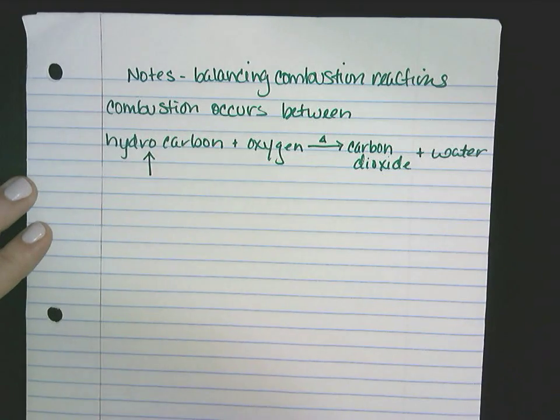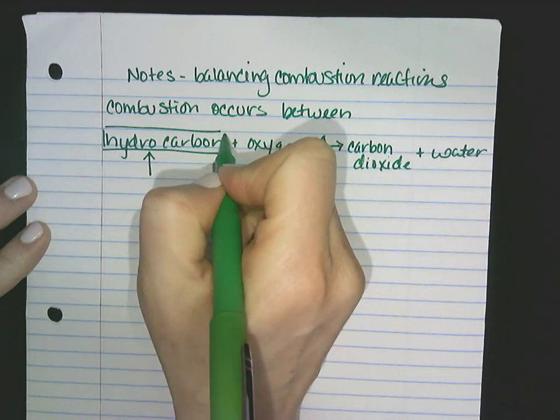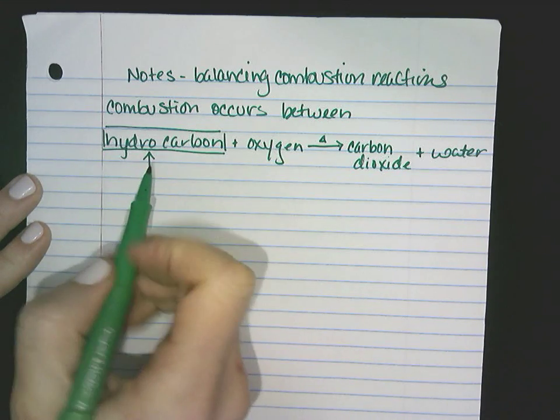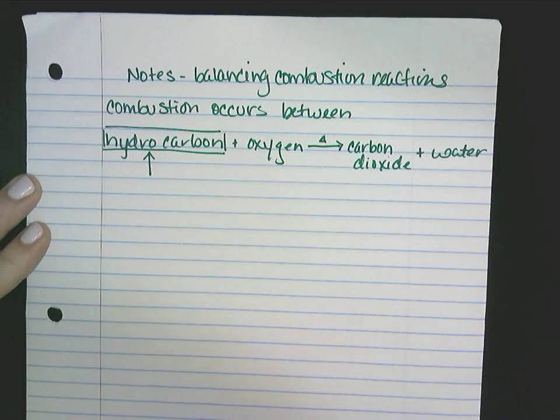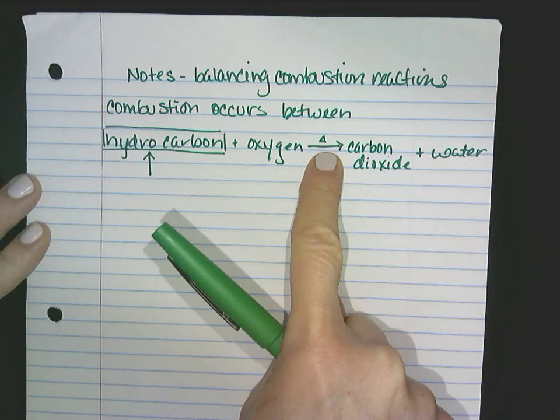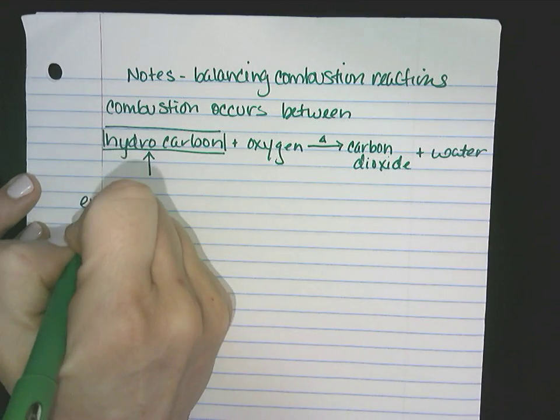The only variable in the equation is the hydrocarbon, because this can be 3 carbons or 2 carbons or even 1 carbon with a varying number of hydrogens. So the hydrocarbon is the variable here, but oxygen will always react with the hydrocarbon. At a little bit of heat, you'll produce carbon dioxide and water. Here's an example.